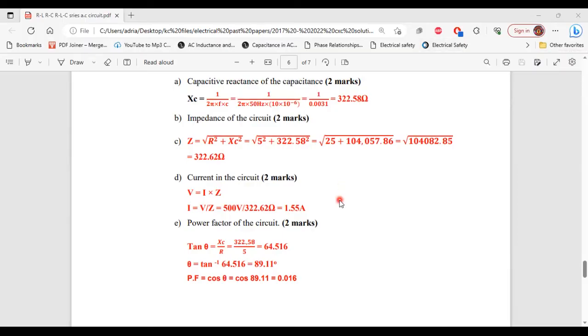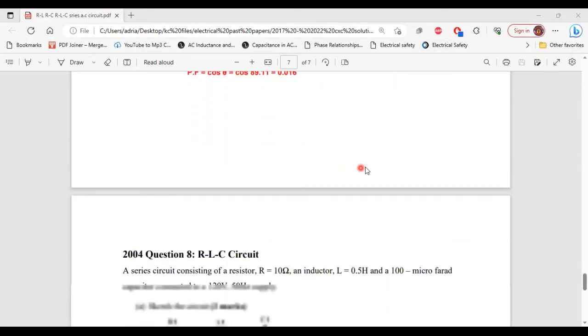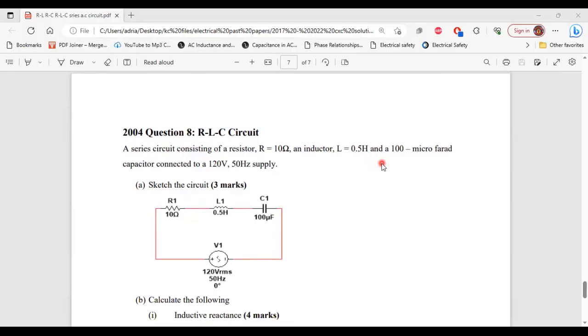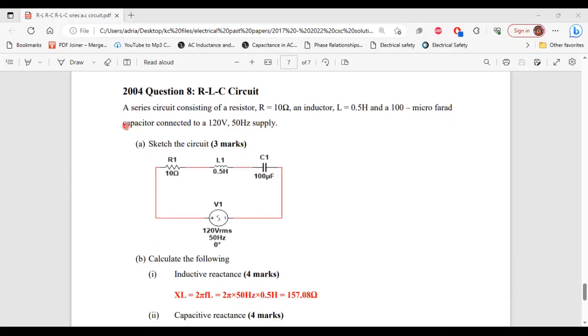All right, so let's move on to the next question now. So this is question 8 from the 2004 past paper. It says a series circuit consists of a resistor R equal to 10 ohm and an inductor L equal to 0.5 Henry and a 100 microfarad capacitor connected to a 120 volt 50 hertz supply.